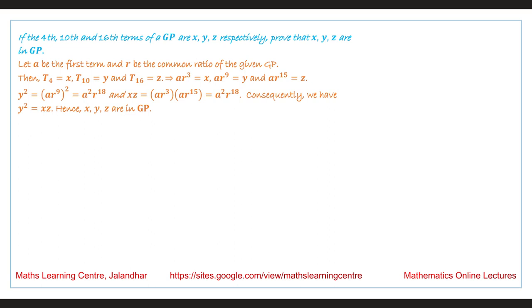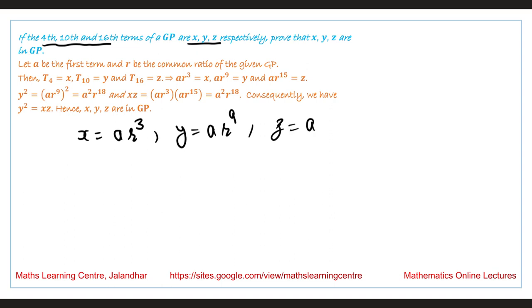Now next is, if the 4th, 10th and 16th terms of a GP are x, y and z. So we have x = a r^3, y = a r^9, and the 16th term, z, is equal to a r^15. We have to prove that x, y, z are in GP.